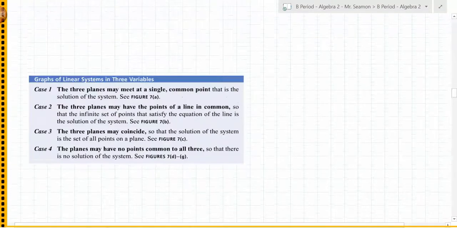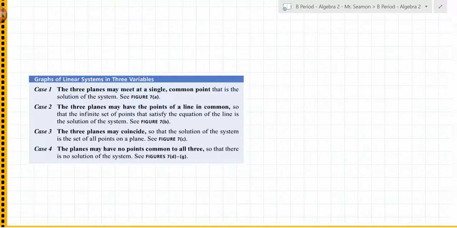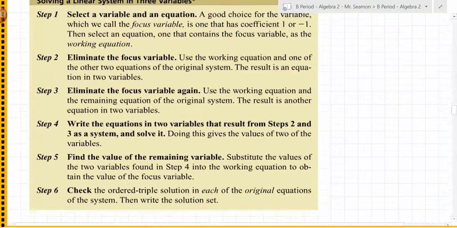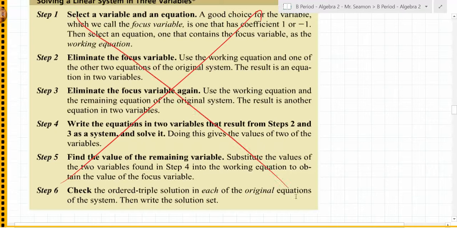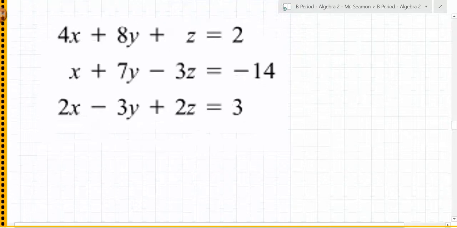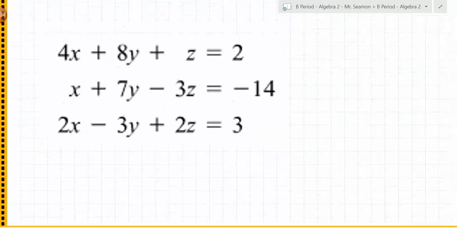These are the steps that they list out. They give you cases, and then they give you these steps. What I want you to do, ignore these for now. I think reading these steps makes it harder than it is. We're going to attack things that look like this. Again, what's the only thing that's new about that? There are 3 equations and 3 variables.